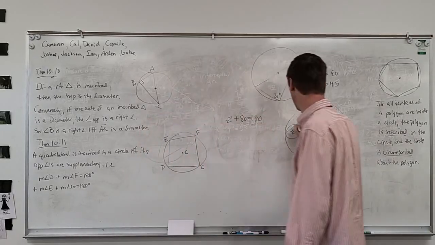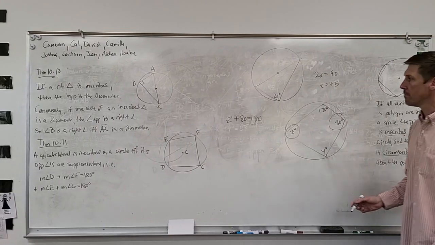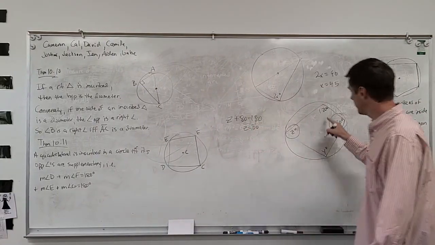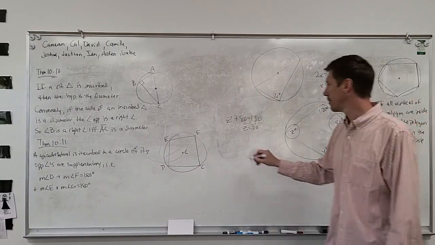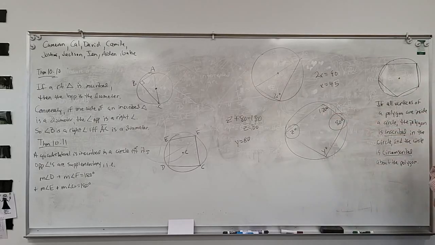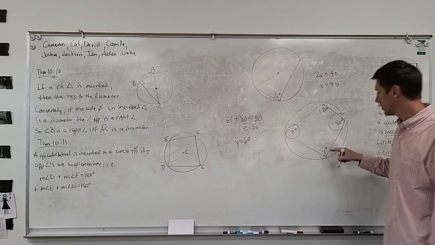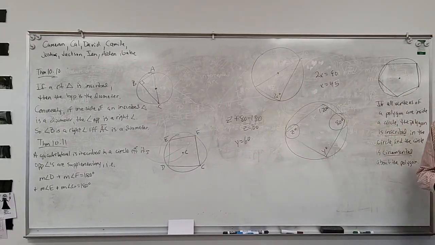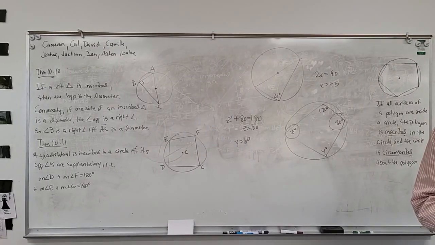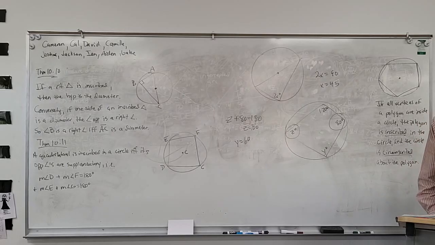It says that this angle and this angle are supplementary, so when you add them together, you get 180. So Z has to equal 100. And then Y has to equal 60, because Y plus 120 has got to equal 180. 60 plus 120 is 180. Okay? Any questions about any of those theorems?